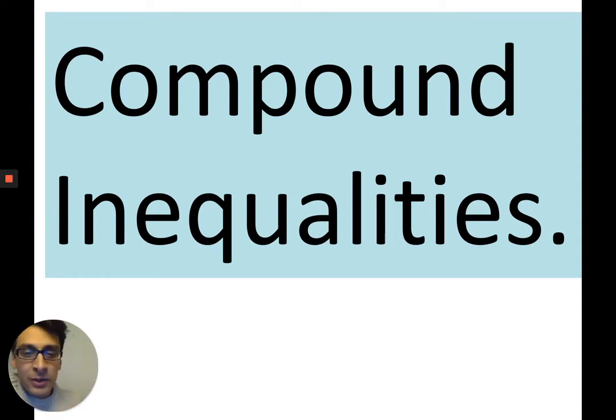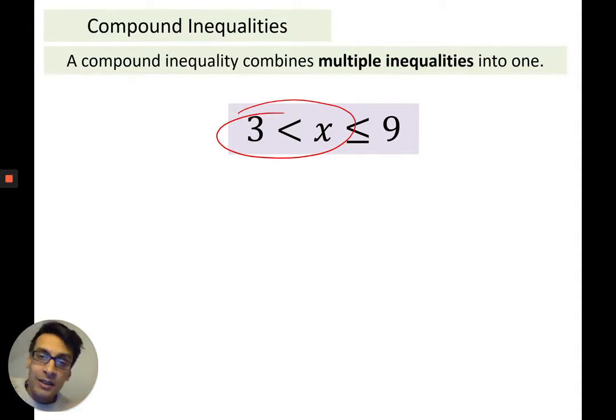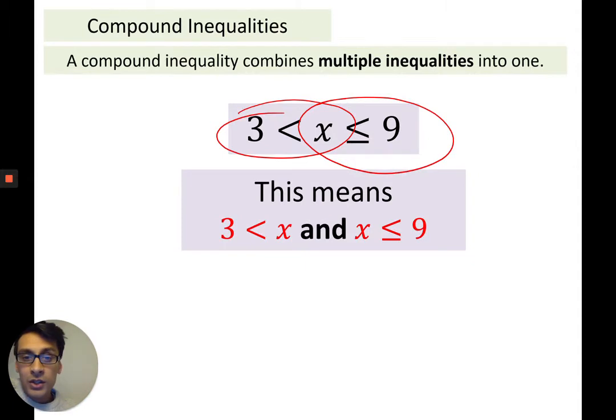Okay, so you may have come across the word compound before, maybe in chemistry. Compound is just where you combine two or more elements together to get a compound or chemical. It's the same thing for inequality, same idea. So here's an example of a compound inequality, and you can see the first inequality is 3 is less than x, or x is greater than 3, and then the second inequality is x is less than or equal to 9, or 9 is greater than or equal to x. So we're actually looking at two separate inequalities, and we're going to look at how we can solve these.